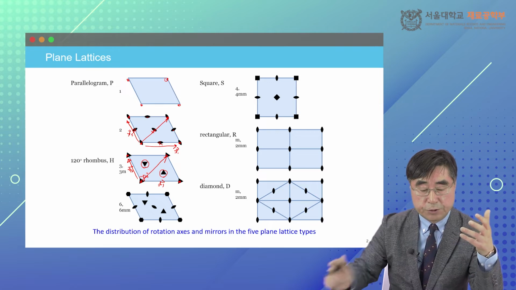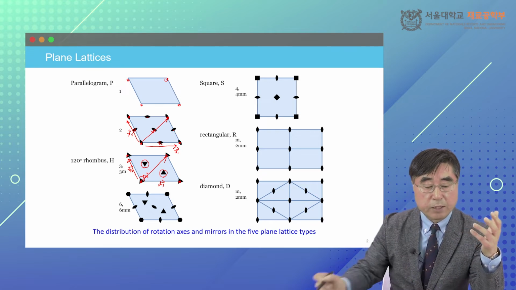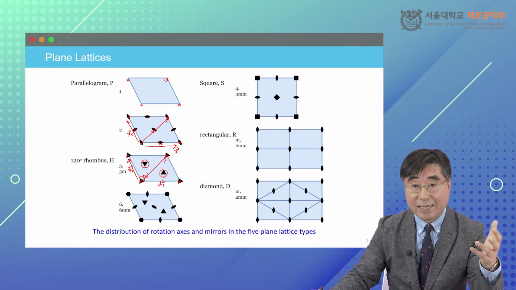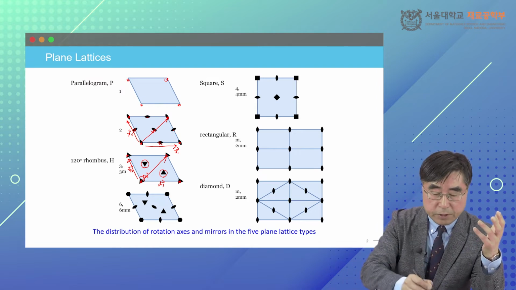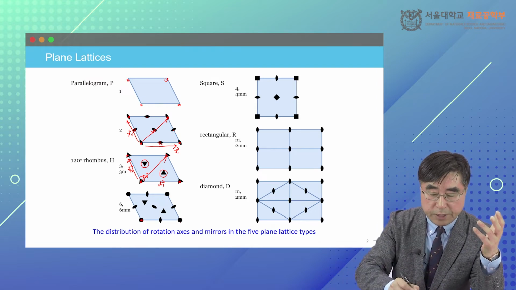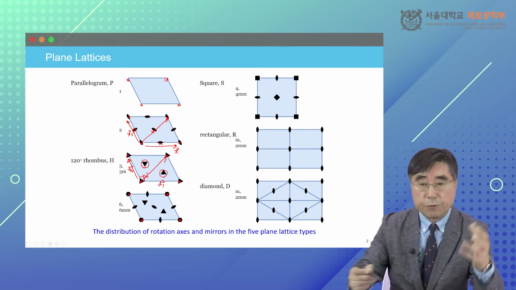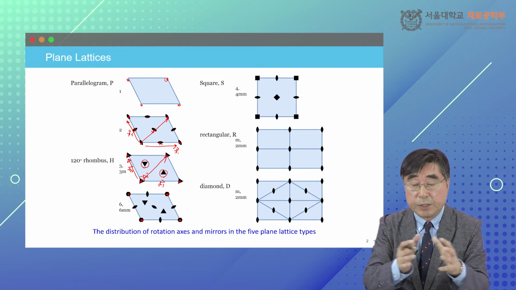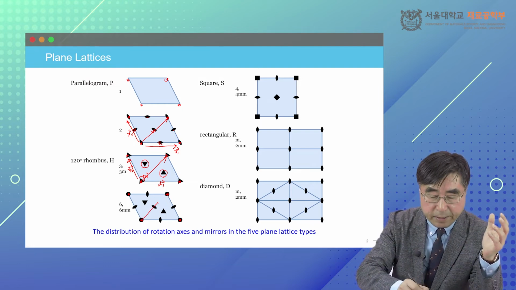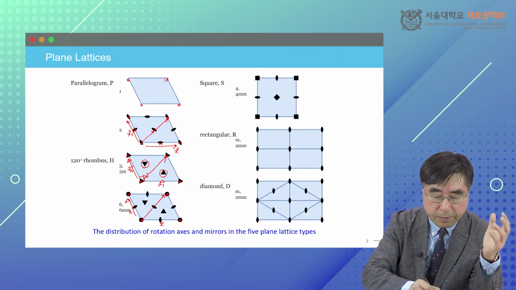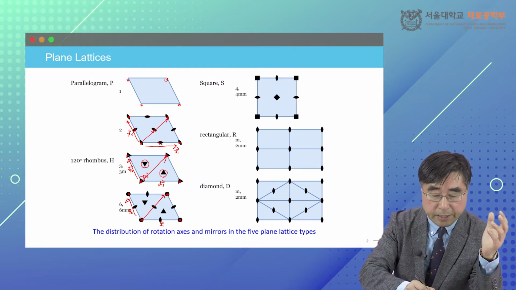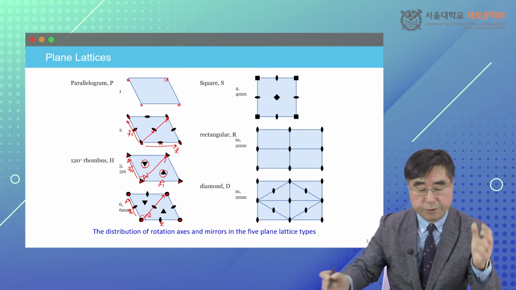I also discussed that the same 120-degree rhombus plane net is developed when the lattice point has six-fold symmetry. So the lattice point is located at these positions. Now we developed the two-dimensional plane net. Again, this is the T1 vector and this is the T2 vector. The magnitudes should be the same, and this angle should be 120 degrees.